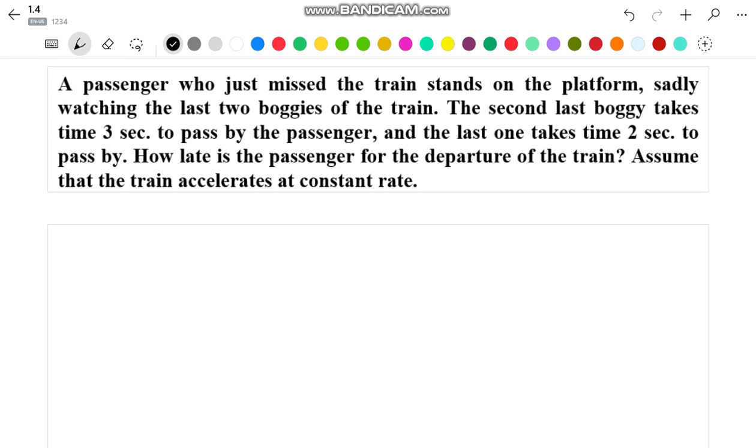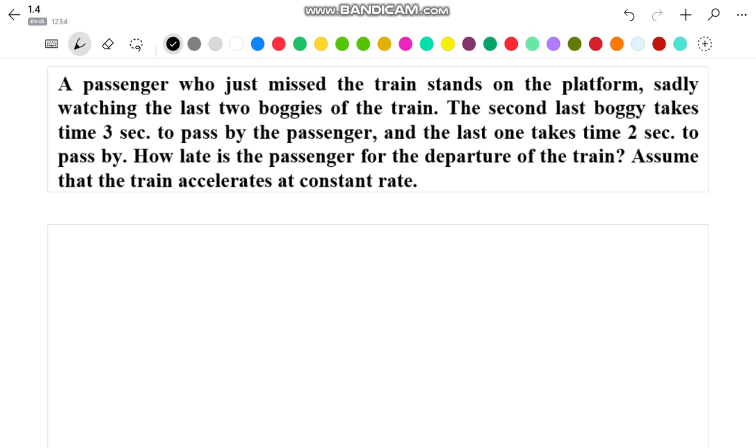So we have a very sad situation over here that the passenger who was supposed to board the train has unfortunately missed the train. And now, left with no other option, he stands on the platform, sadly watching the last two bogies of the train. As the train is departing in front of his eyes, he is observing the last two bogies of the train.